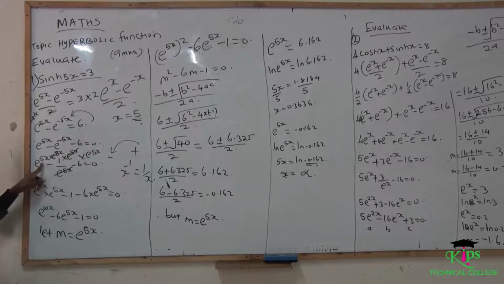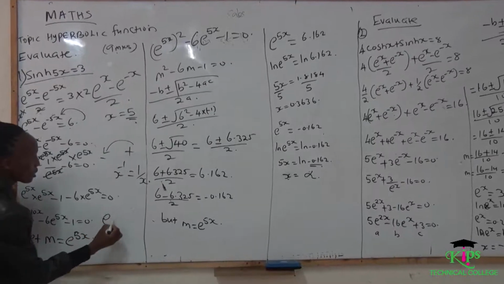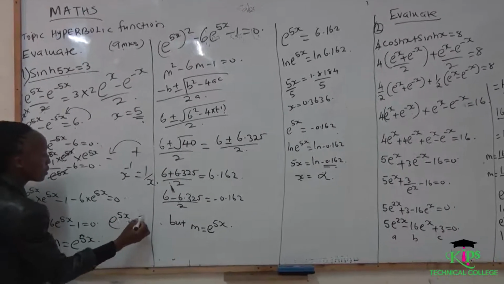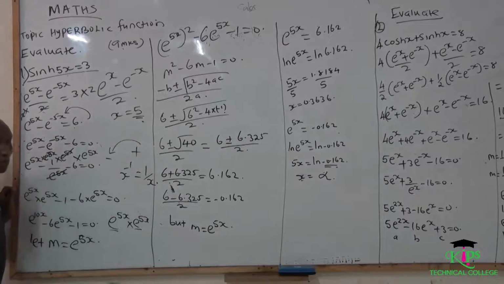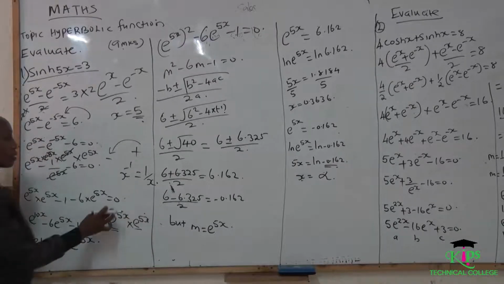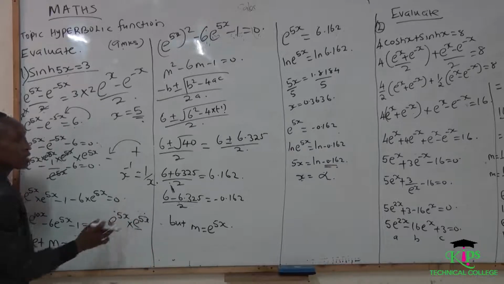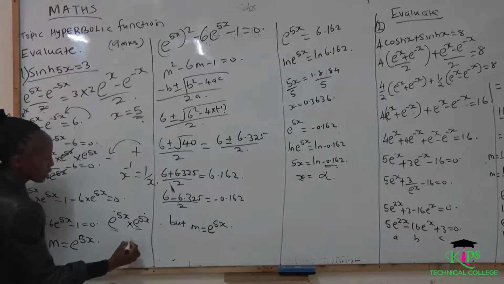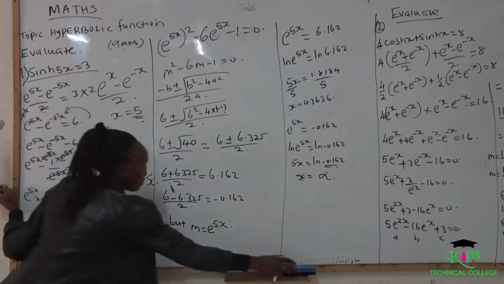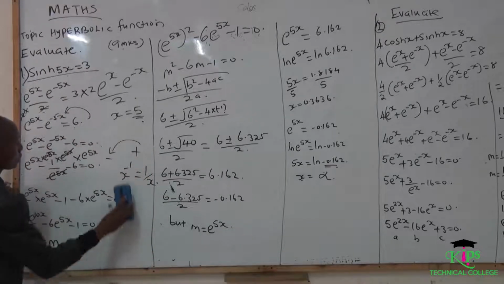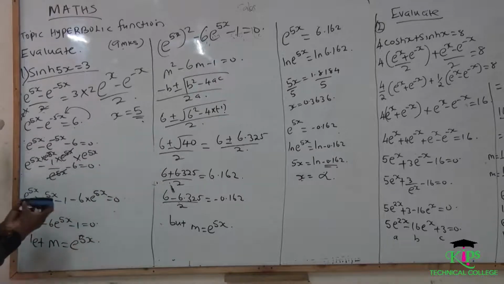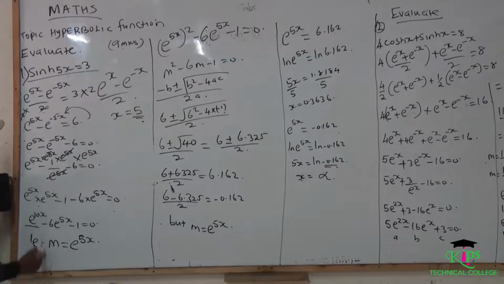If the bases are the same, exponential 5x multiplied by exponential 5x, you are not going to multiply the powers, you are not going to say 5 times 5, you are saying 5 plus 5. So it becomes exponential 10x. And then from there, if you multiply this and this, you get exponential 5x times exponential 5x, which is exponential 10x, minus 6 times exponential 5x, minus 1 is equal to 0.